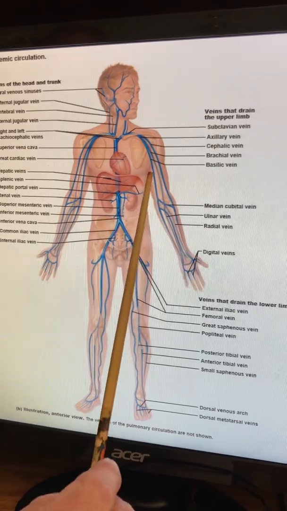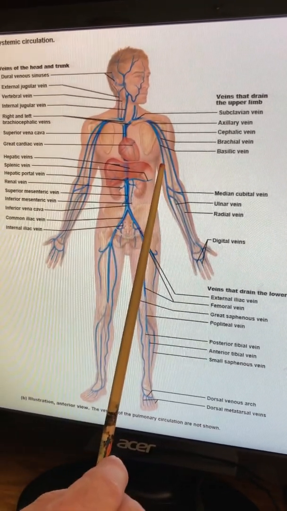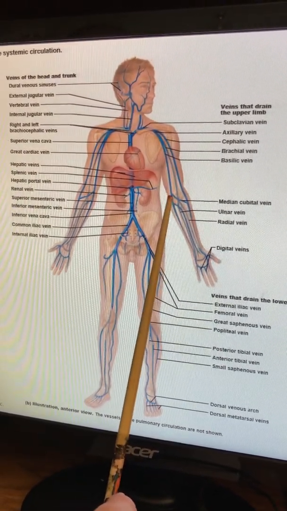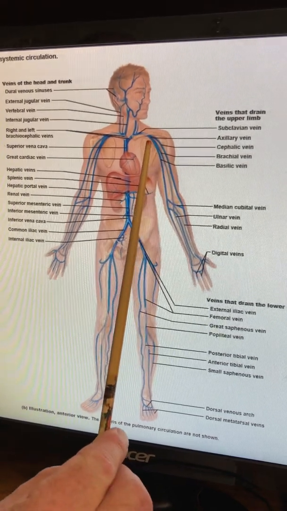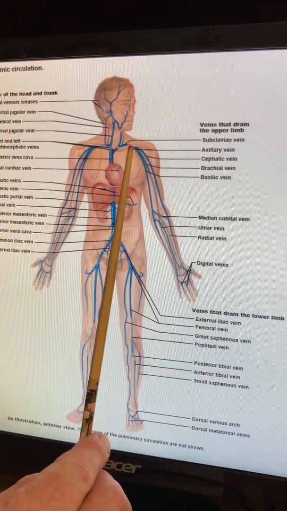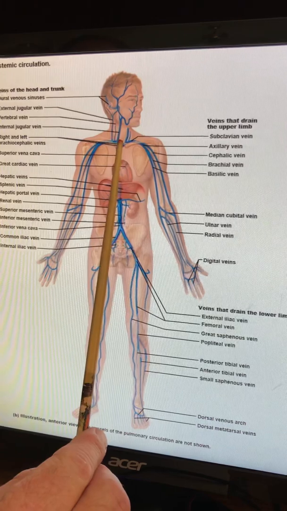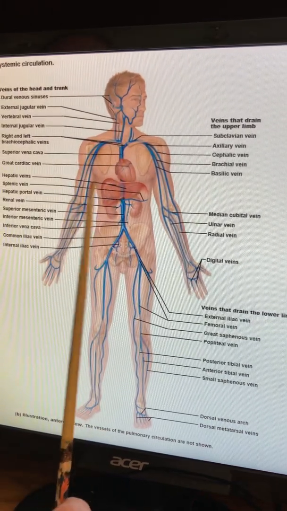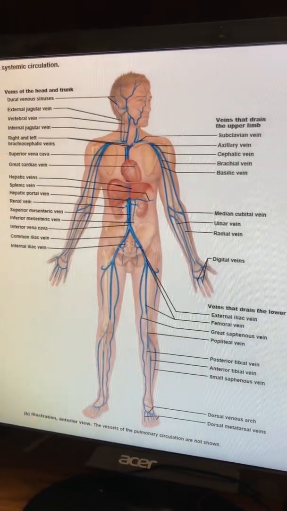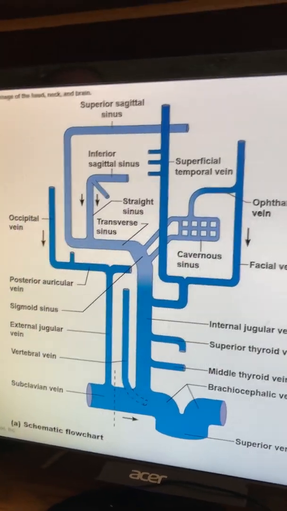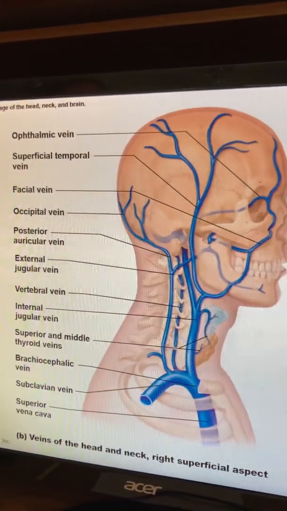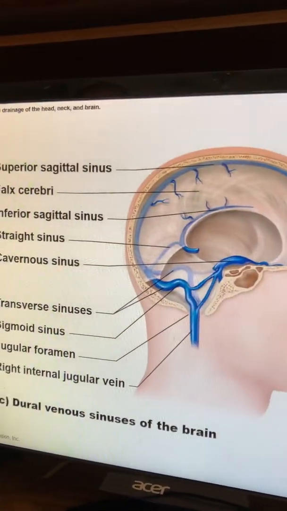There's also one on the inferior side of it, and it's called the basilic vein. So the basilic vein would go up somewhere to the axillary vein, to the subclavian vein, to the brachiocephalic vein, to the superior vena cava, into the right atrium. So those are some of the ones that we would have to be able to identify on the test on Thursday.